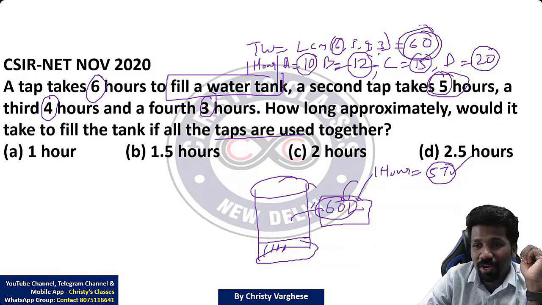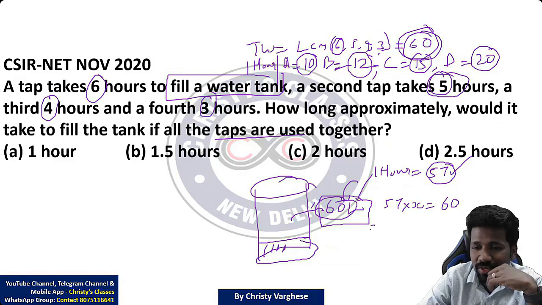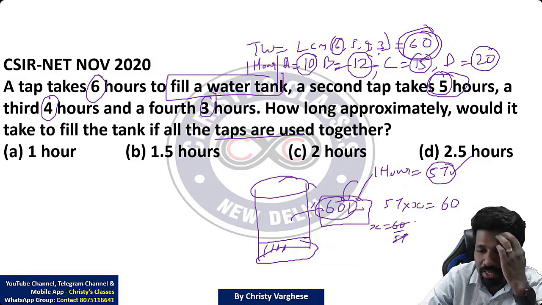60 chocolates पूरा खाना है ना. So 1 hour work is 57. अभी कितने hours चाहिए? Let x be the number of hours. That should be equal to total work. So x is equal to 60 by 57. 60 by 57, cancelling 3, you will get 20 by 19.